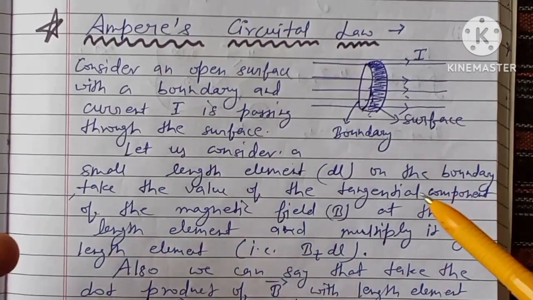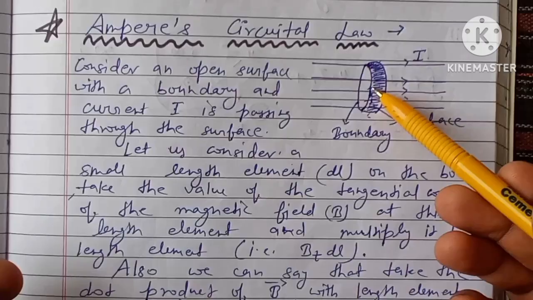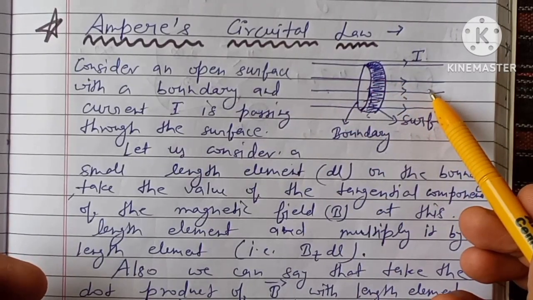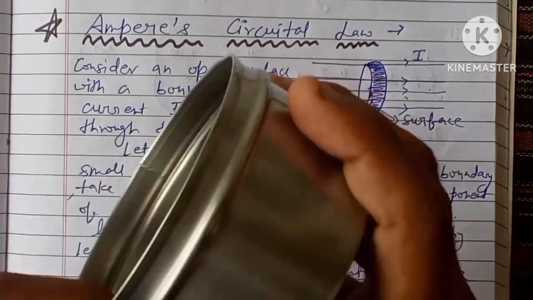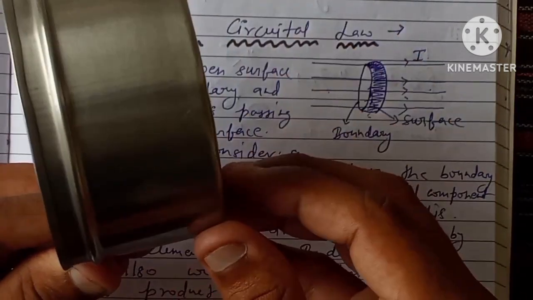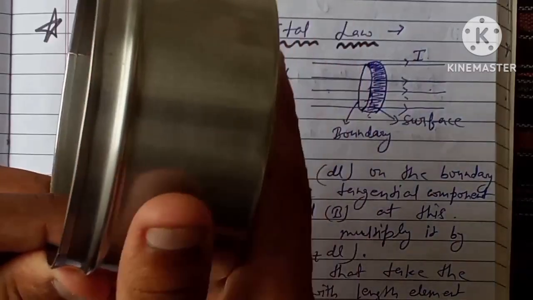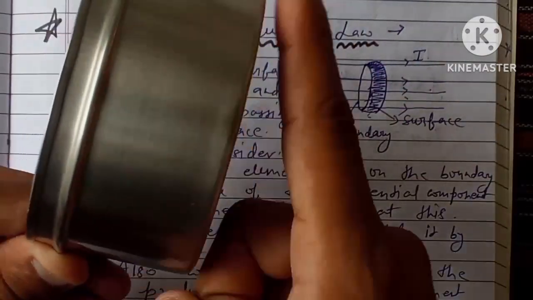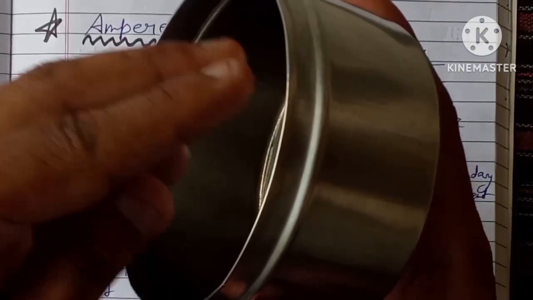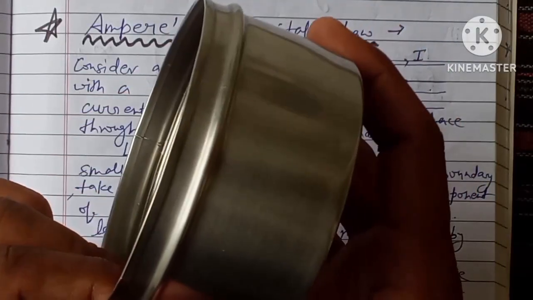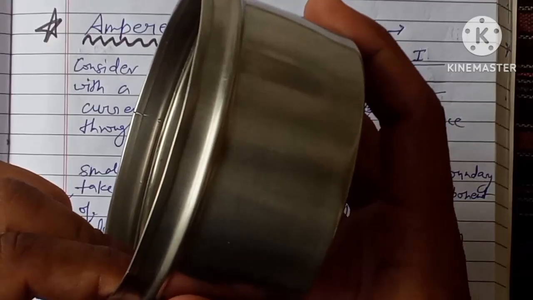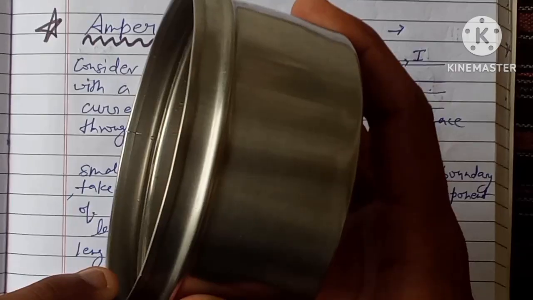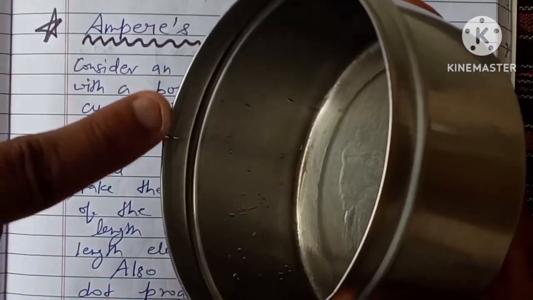So let us consider an open surface through which a current I is flowing. Here, I have taken a bowl. Here the surface of this bowl is open. We can clearly see that this surface has a boundary. About which boundary am I talking? I am talking about this boundary.